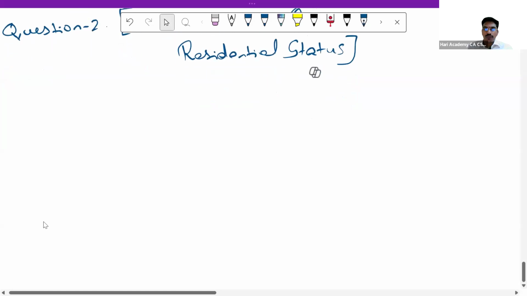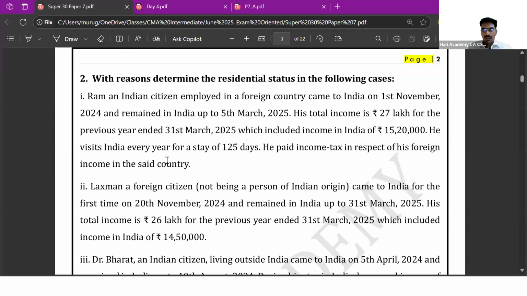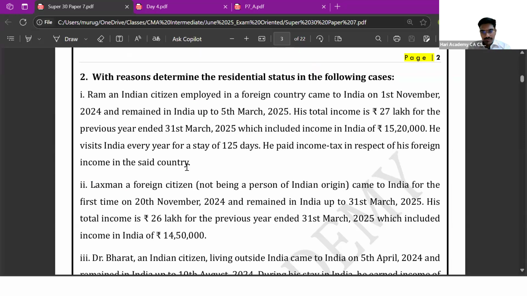Here we have to determine the residential status of each of the persons. First one, Ram, an Indian citizen employed in a foreign country, came to India on 1st November 2024 and remained in India up to 5th March 2025. His total income is 27 lakhs for the previous year ended 31st March 2025, which included income in India of 15 lakhs 20,000. He visits India every year for a stay of 125 days. He paid income tax in respect of his foreign income in the said country.